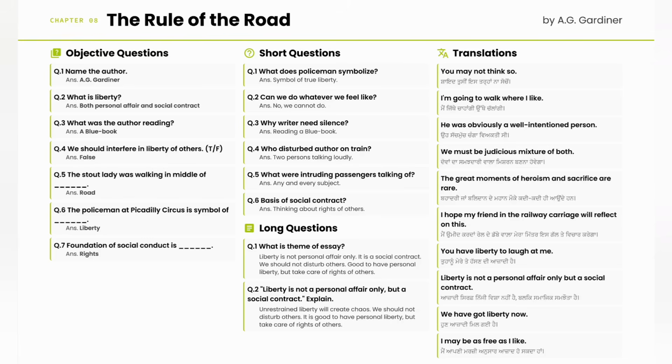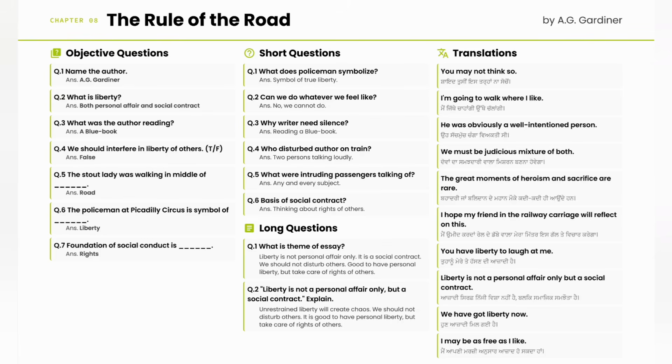Question 4. Who disturbed the author on the train? Answer: two persons talking loudly. Question 5. What were the intruding passengers talking of? Answer: they were talking of any and every subject. Question 6. What is the basis of social contract? Answer. Thinking about the rights of others.